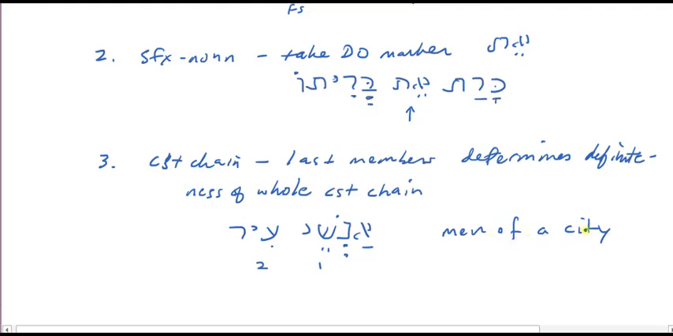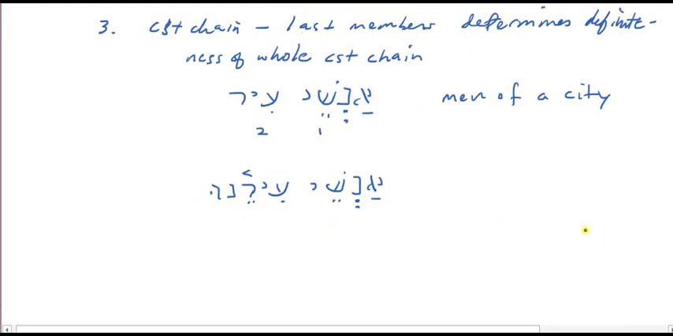All right? Now let's contrast that with this next example. In this example that I've written, I have another construct chain, same first noun, anshe, men of, but my last member of the construct chain, the absolute one here, is irenu. It's not just a city, but it's a particular group of people's city. This is the first common plural pronominal suffix. It's our city.